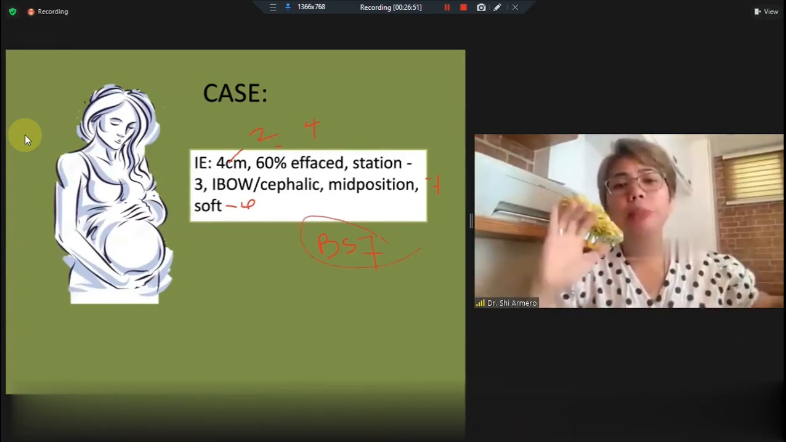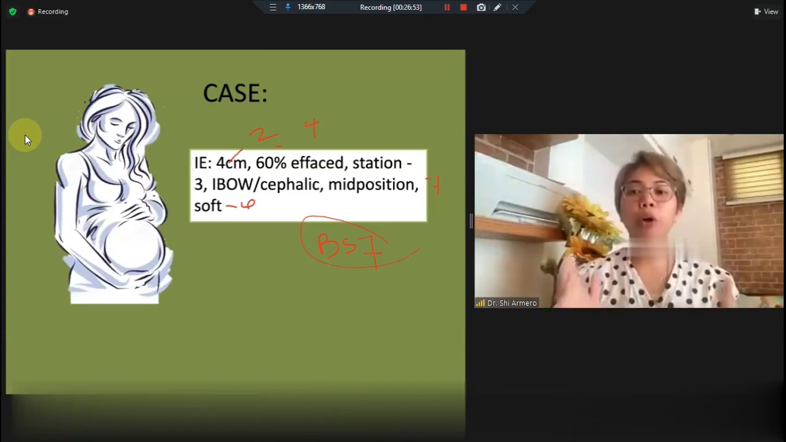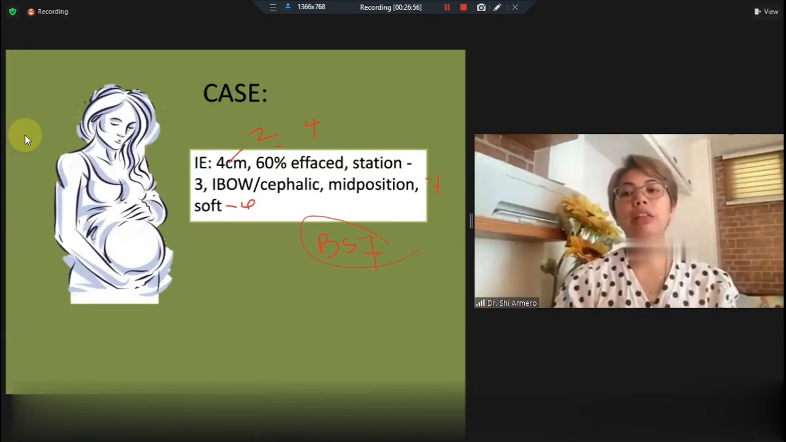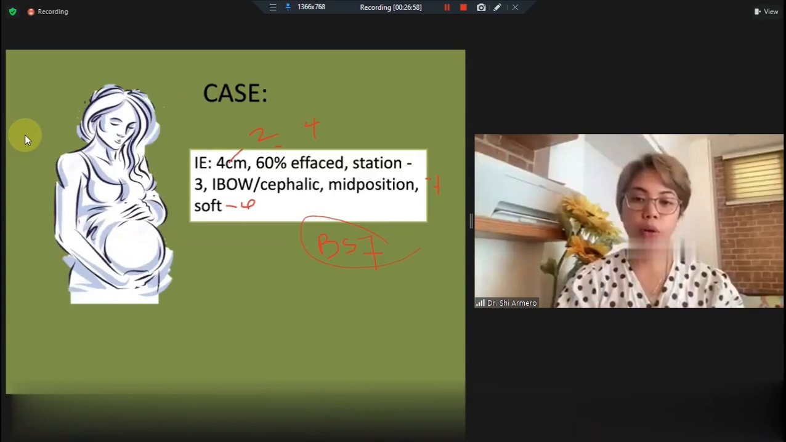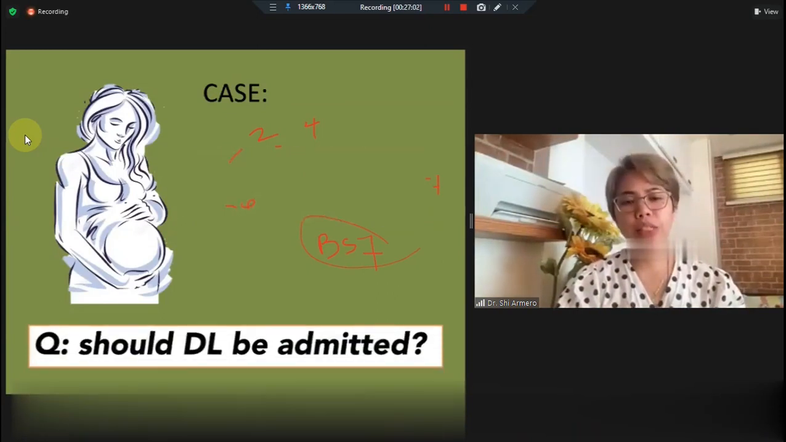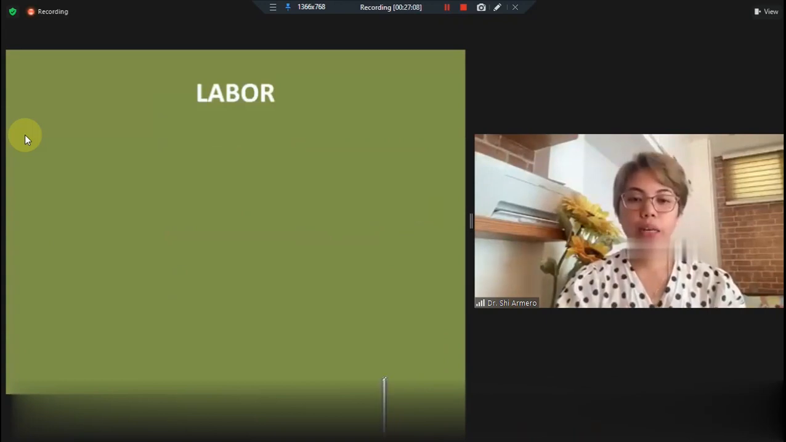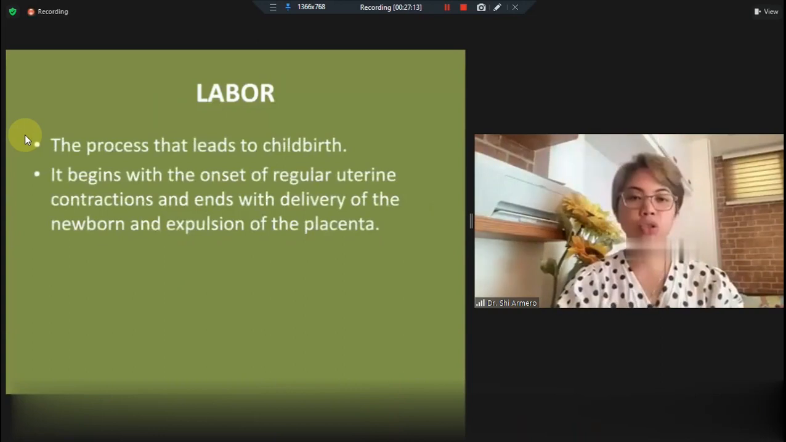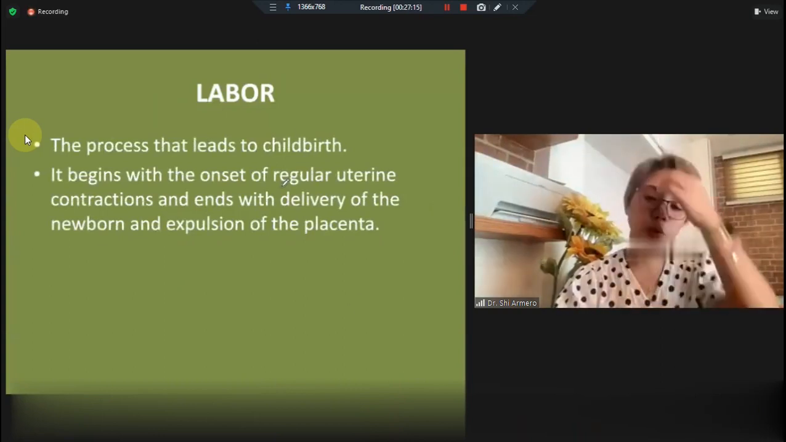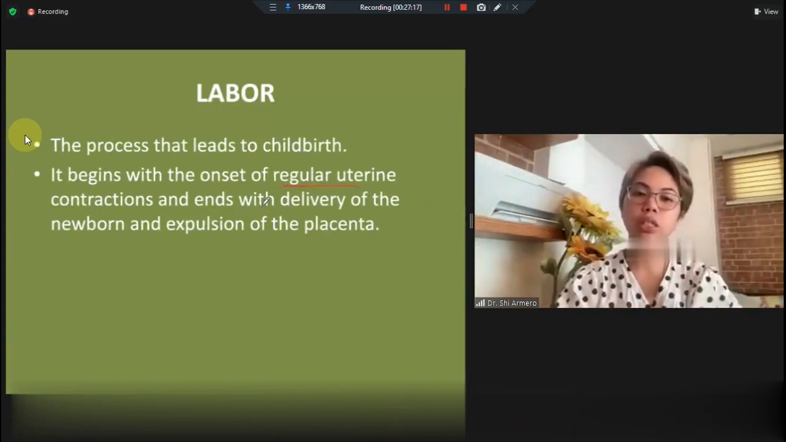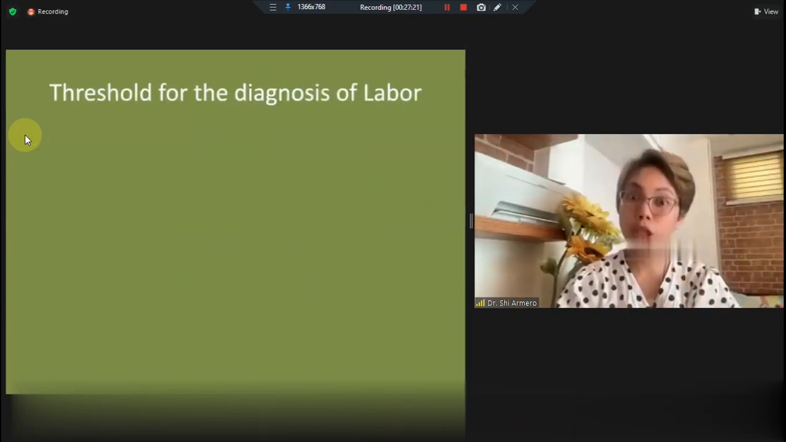So, for us to be able to manage DL appropriately, we must be able to identify the characteristics of a normal labor. So we will be able to decide, should we admit DL or send her home for now. Okay. So identify what labor is. Of course, it leads to childbirth. It begins at the onset of regular uterine contractions and ends with the delivery of the baby and the expulsion of the placenta.